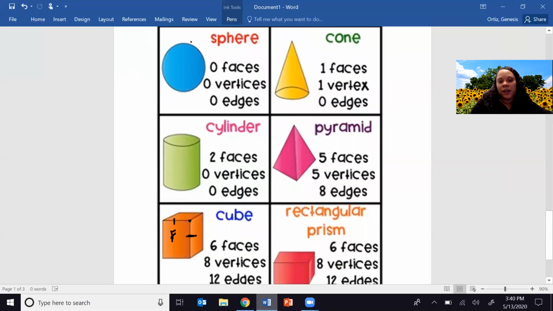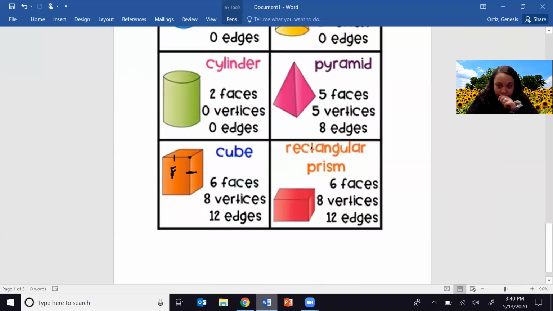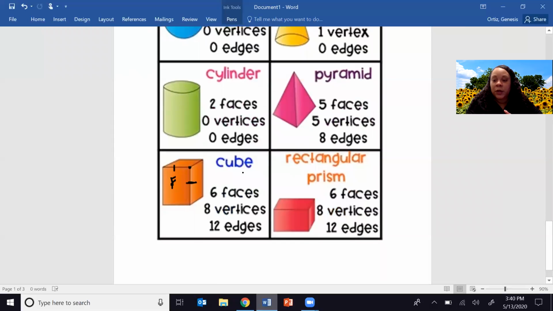And this is a sphere. A sphere is kind of like a ball shape. A cone, think of an ice cream cone. A cylinder, think of your roll of toilet paper. A pyramid, and a rectangular prism. We're not going to dive too deep today. Our focus was the cube. So of course, just remember the cube has 6 faces, 8 vertices, which are the corners, and 12 edges, which are these lines connected by the vertices.